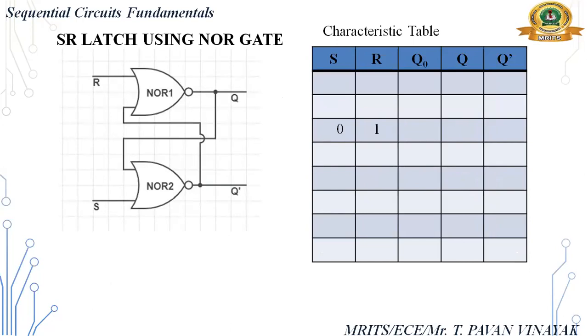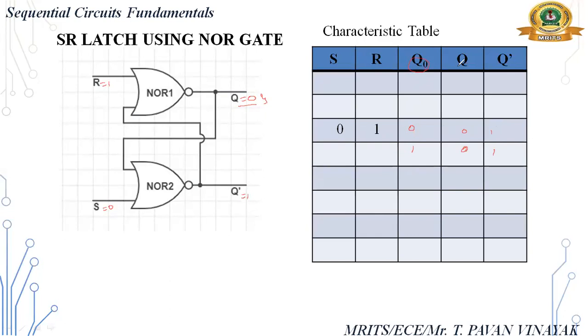Then what happens? Q value will be 0, right? Already I said it. When R is equal to 1, S is equal to 0, Q value is 0, Q bar value will be 1, right? Whatever previous Q, whether it is 0 or 1, output is 0, 1. How is it possible? Let us see.